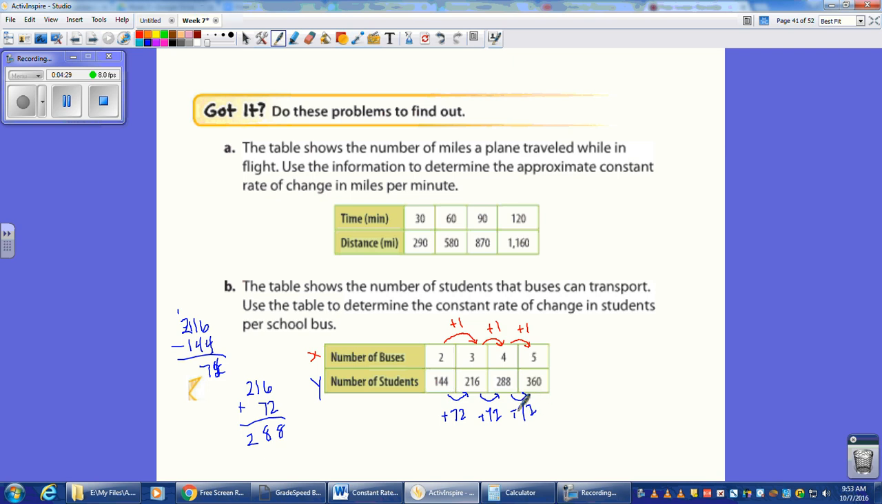So now I always put my change in y over my change in x. My change in y was 72, and my change in x was 1. So 72 divided by 1 is just 72. So I discovered that there are going to be 72 students per bus.